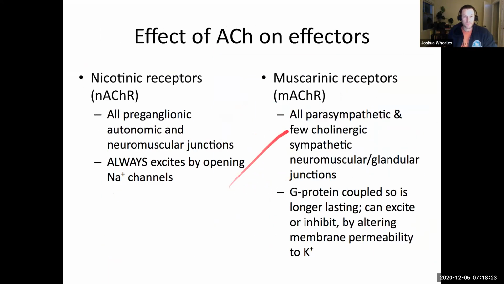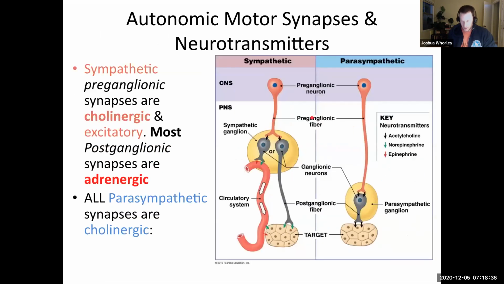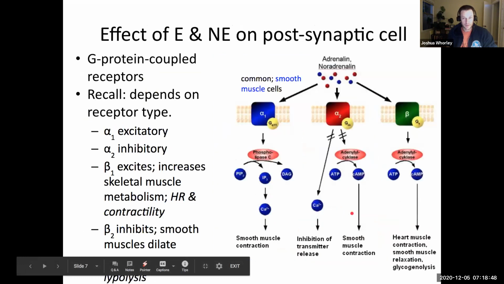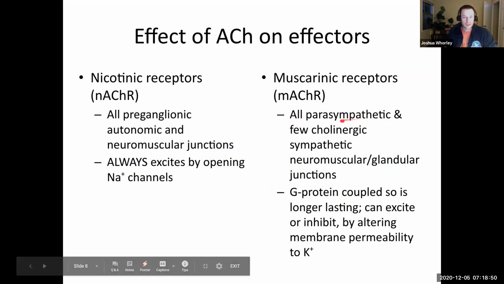And the muscarinic receptors, they're on all the parasympathetic and a few cholinergic sympathetic junctions. So they're on all of these parasympathetic, right? And a very few of these, but all of these junctions here are muscarinic acetylcholine receptors. So all the parasympathetic.